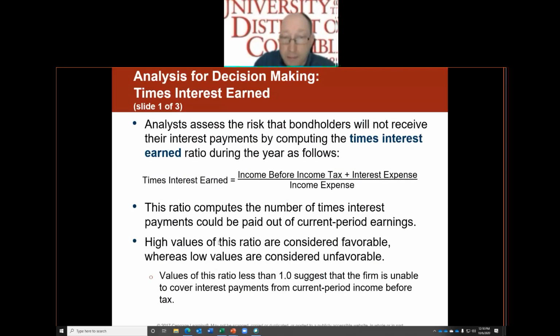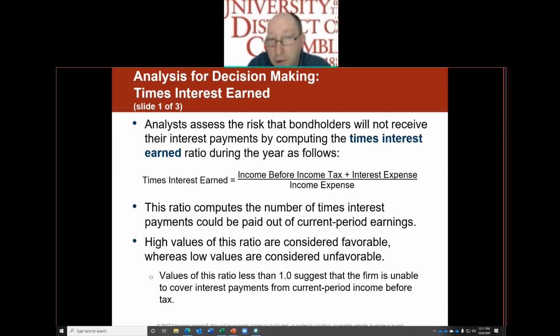Okay, last few slides. Here we go, at least for this chapter. Very important equation for you to know. Times interest earned. Times interest earned is used by analysts to assess the risk that bondholders will not receive interest payments. As you know, with any investment, there's risk. There's always a risk that you might not get paid back the loan that you issued. There's also risk that you might not get paid back the interest on that loan.